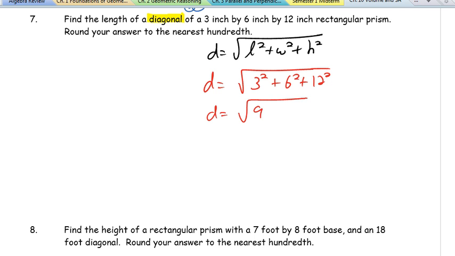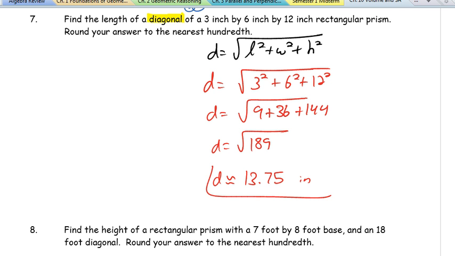So diagonal equals 9 plus 36 plus 144, which is going to give us, let's see, 144 plus 45 is going to be 189. You could try taking the square root of that. You get a decimal, and in this case we're allowed to have the decimal to the nearest hundredth. So 13.7477, etc. So it's 13.75 inches is the diagonal length.